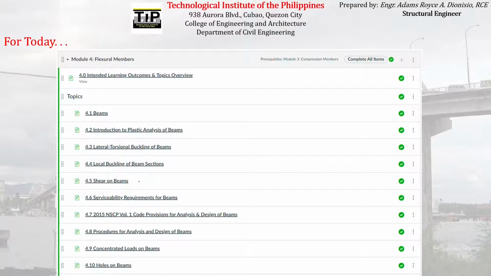And then let us also have a short discussion about the shear on beams and the different serviceability requirements for beams. And then, just like the usual, we will be familiarizing ourselves with the different code provisions related to the analysis and design of beams, as well as the different steps or procedures for analysis and design of beams. And then lastly, let us have a quick discussion about the concentrated loads and holes on beams. These are the topics that will be discussed for this module. So without further ado, let's start our discussion.